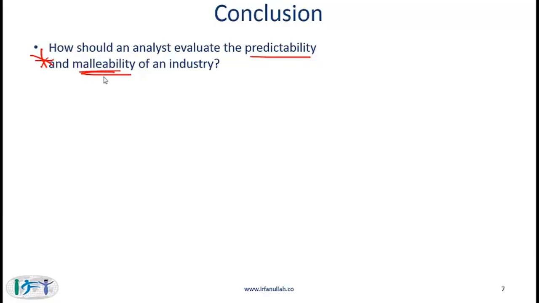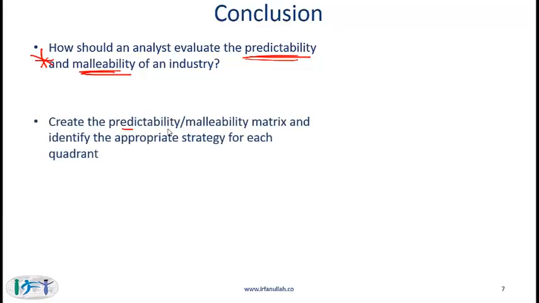We've talked about the factors which influence malleability. This would include the size or the age of the company and the industry, the rate of technical innovation, and so on. For predictability, you can take a look at how clearly we can define the factors which influence a particular industry.